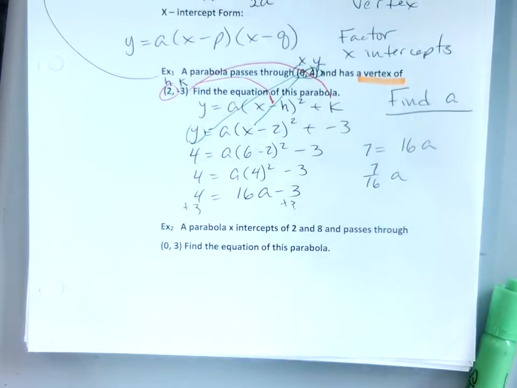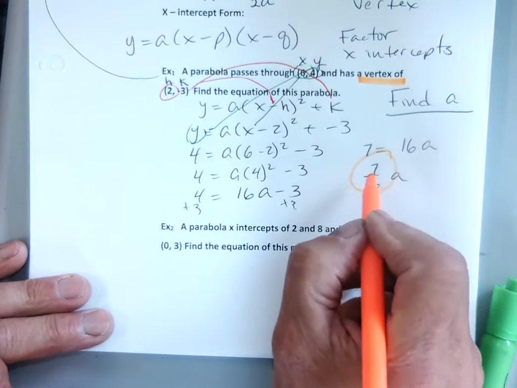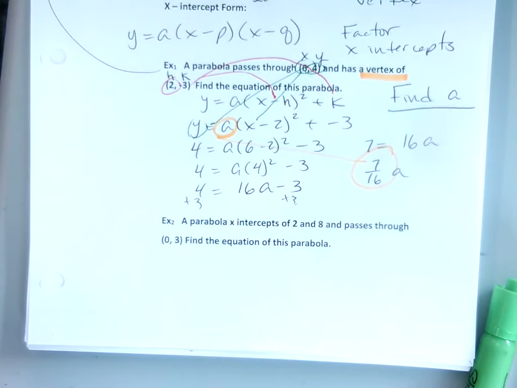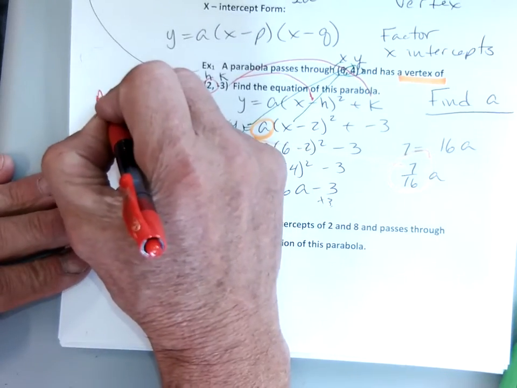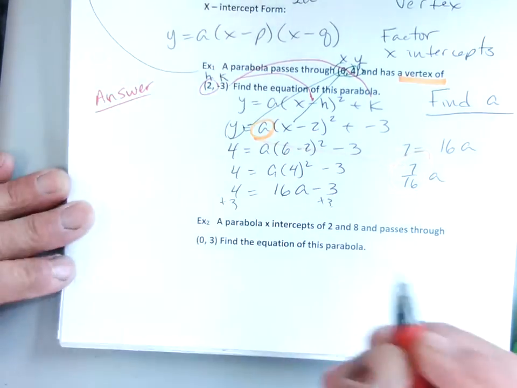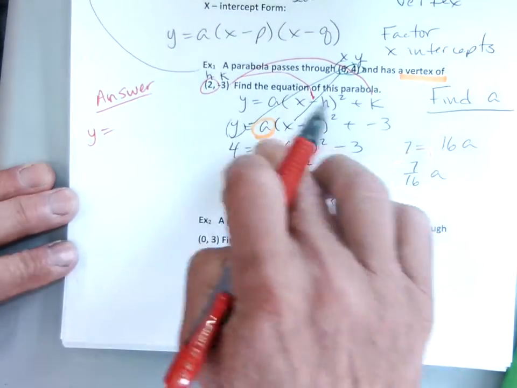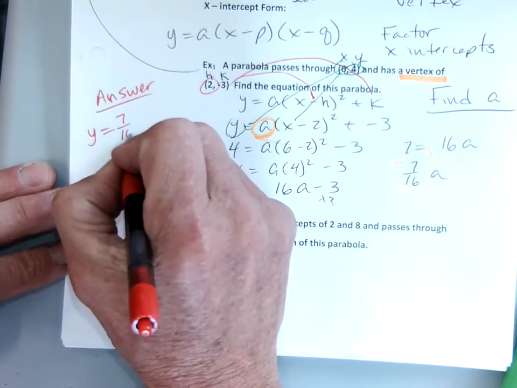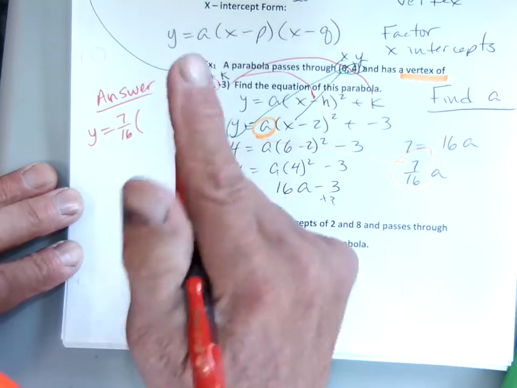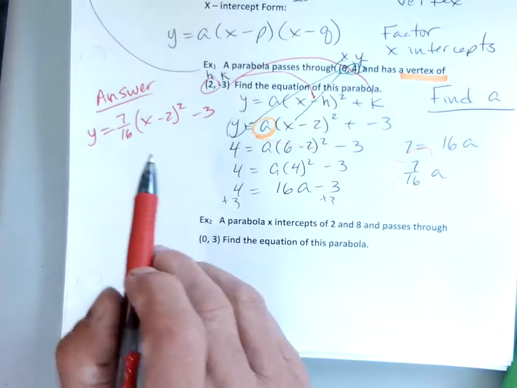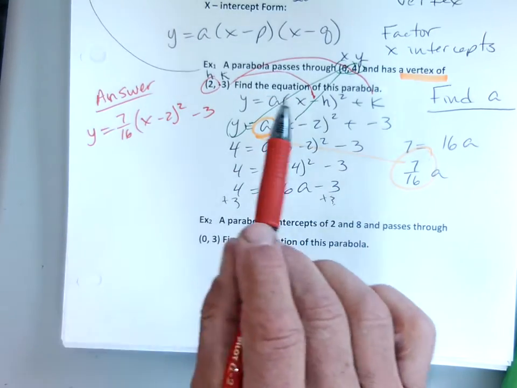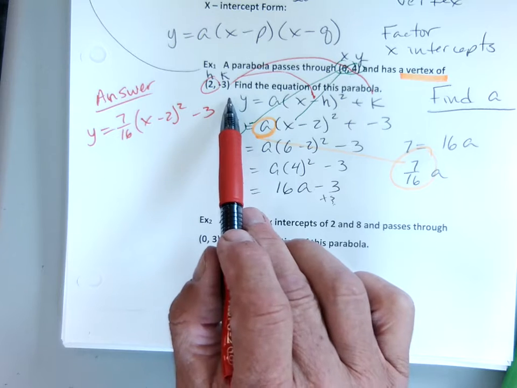So now, I'm going to take this and put it right there, and I'll have my answer. Because I still need x and y as an equation. I just now know a. So my answer to this equation is y equals, I know the a, 7/16, parentheses x minus 2 squared minus 3. That is the equation to a parabola that has this vertex and passes through that point.